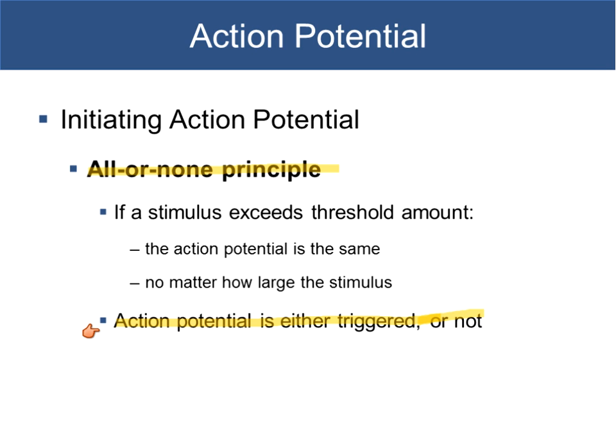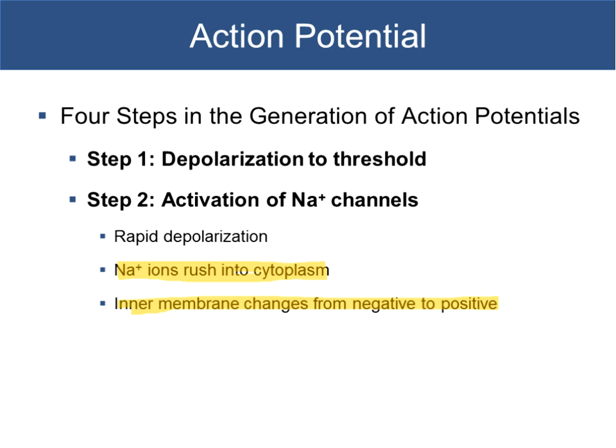And that's what we call the all or none principle. Action potential is either triggered or it's not. If the stimulus exceeds the threshold amount, if we get to negative 60, negative 55, that action potential is going to be the same. Just like squeezing the trigger on that gun, whether you squeeze it very aggressively or just very gently, that bullet's going to come out at the same velocity. Same thing with your action potential. It's going to come out at the same velocity. It's going to either be triggered or it's not going to be triggered.